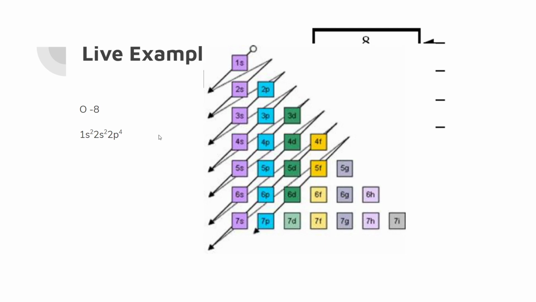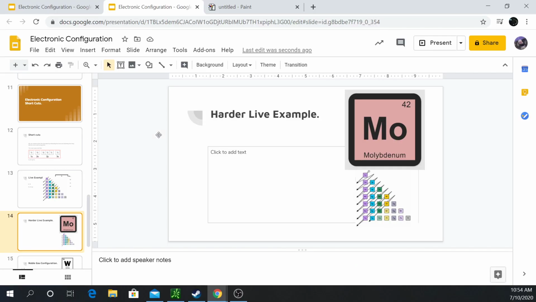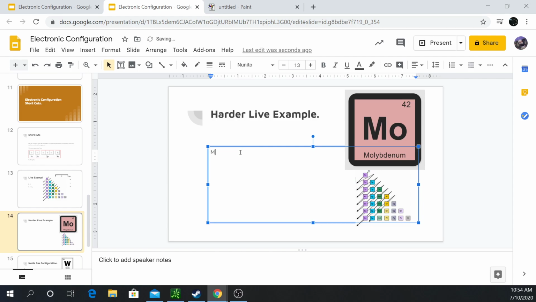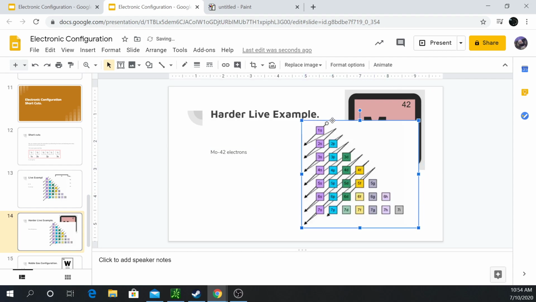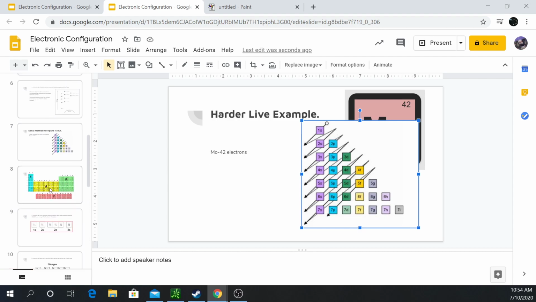We're going to do another one here. This one's going to be a little bit harder. This is molybdenum. This is one of my more favorite elements. So molybdenum has a total of 42 electrons. This is a lot of electrons. So we're going to have to draw a lot of electrons. And because this one has a lot of electrons, what we're going to want to do in addition is make a prediction on where it should end.